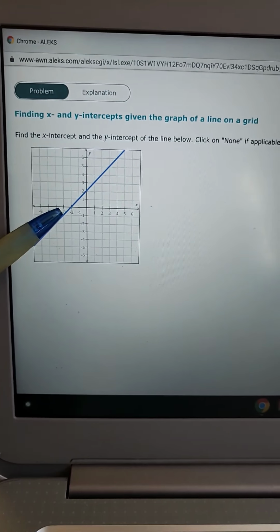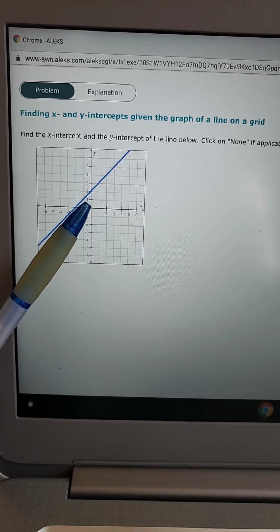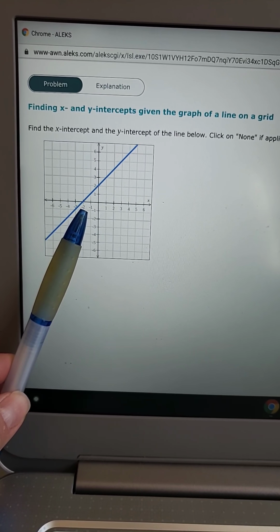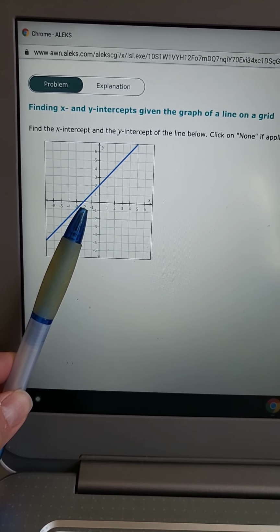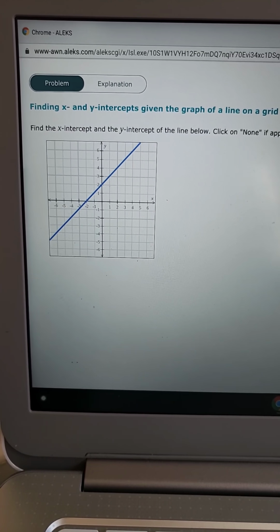We've done this before, so you should know. So therefore, my y-intercept would be 2, and my x-intercept is just going to be -2. Okay? So they'll just ask you for those numbers.